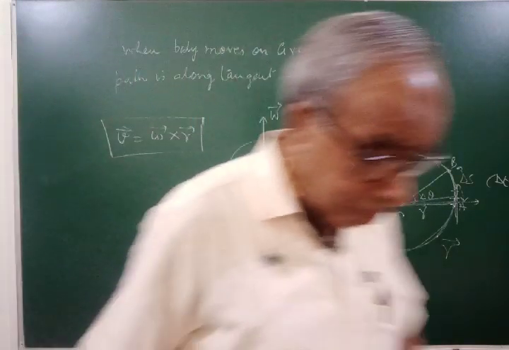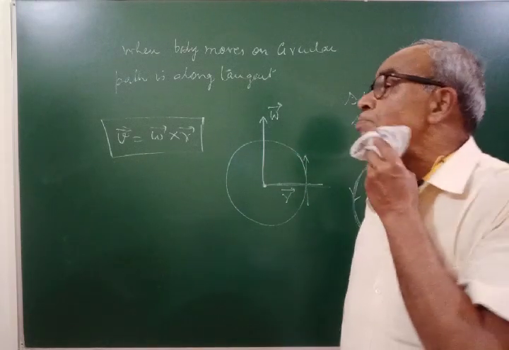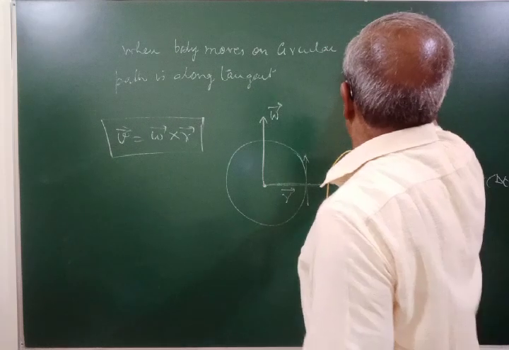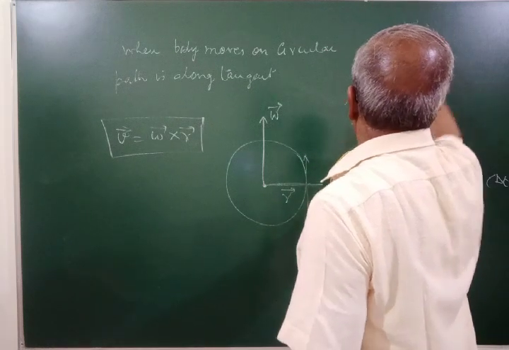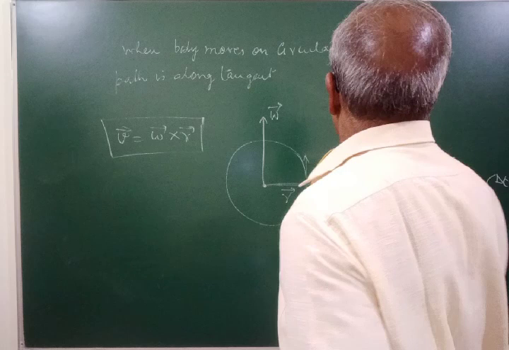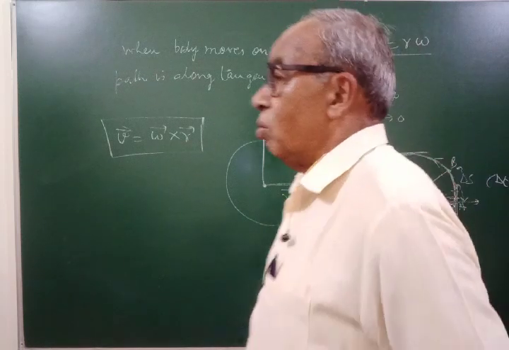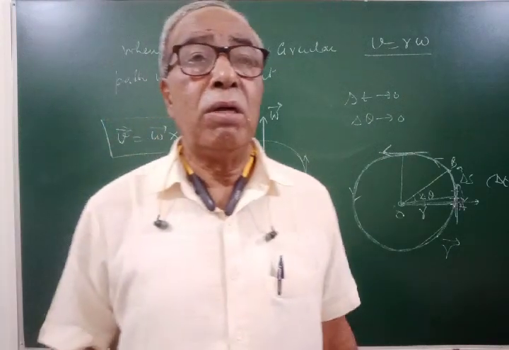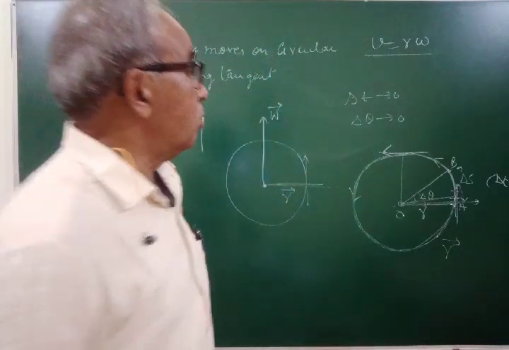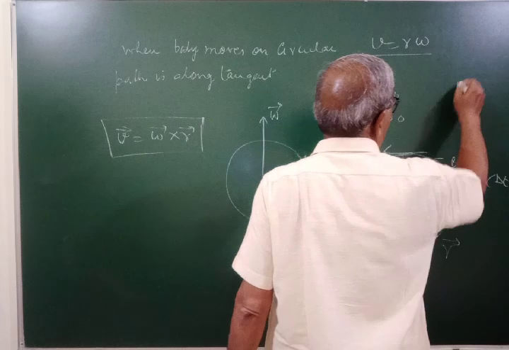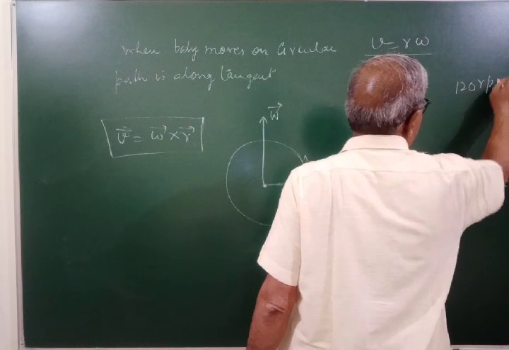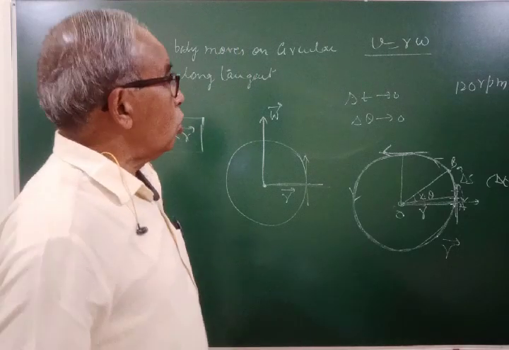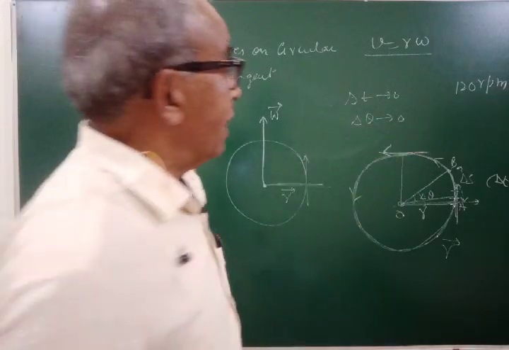So you may be asked the magnitude of velocity, V equal to R omega. Understood? Magnitude. For example, if there is a flywheel of radius 10 centimeter and its rate of rotation is 120 revolutions per minute, then find the linear velocity of a body on its circumference.